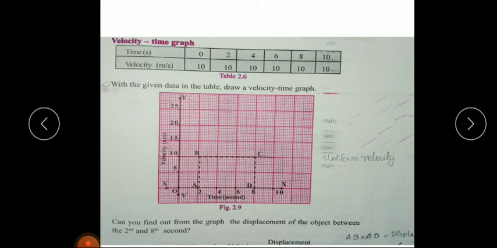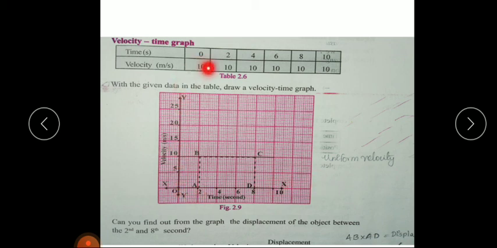Next we are going to discuss the velocity time graph. In the position time graph, position is taken along the y-axis and time is taken along the x-axis. In the case of the velocity time graph, velocity is taken along the y-axis and time is taken along the x-axis. So here time and velocity are given. We have to draw the graph. So here the graph is given.